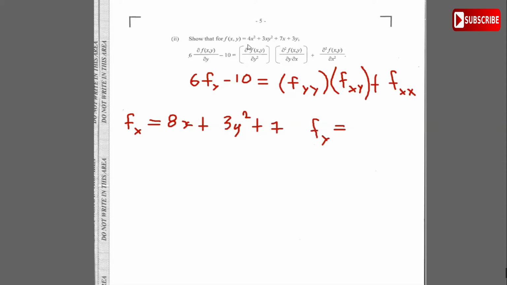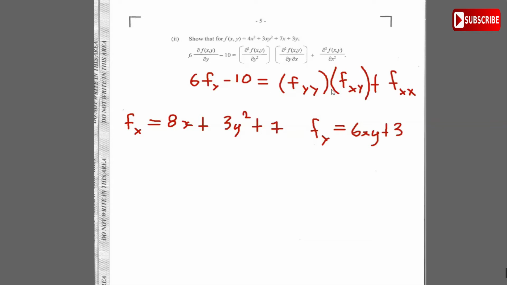When you differentiate 4x squared with respect to y, that's 0. Differentiating 3xy squared, we carry down the power and subtract 1 from the power, so that's 6xy. And then differentiating 7x, we get 0. Differentiating 3y, we get plus 3. So that is fy.